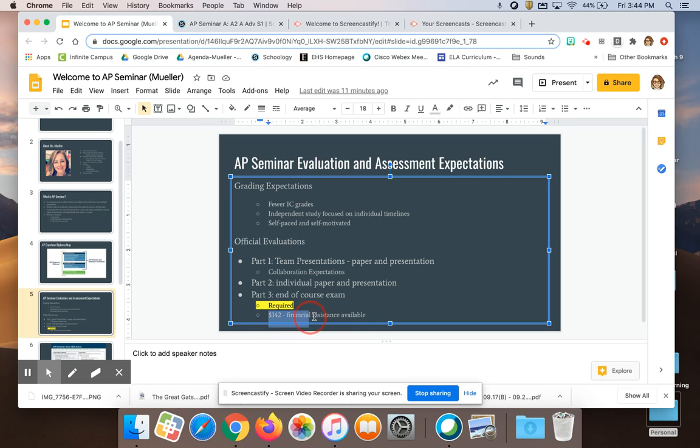The cost is more expensive than some other AP classes as other siblings or other students may have taken, but financial assistance is available to those who ask. If you need that for whatever reason, please contact our front office and we can try to help you out.